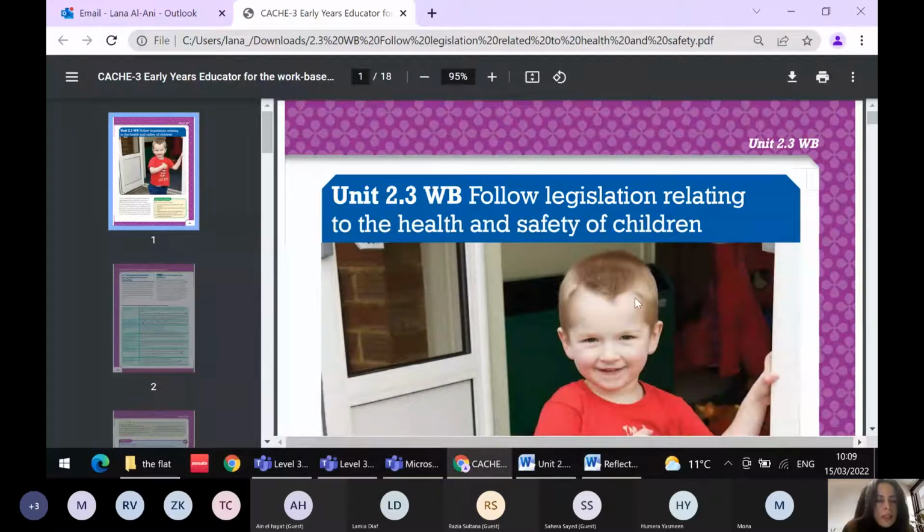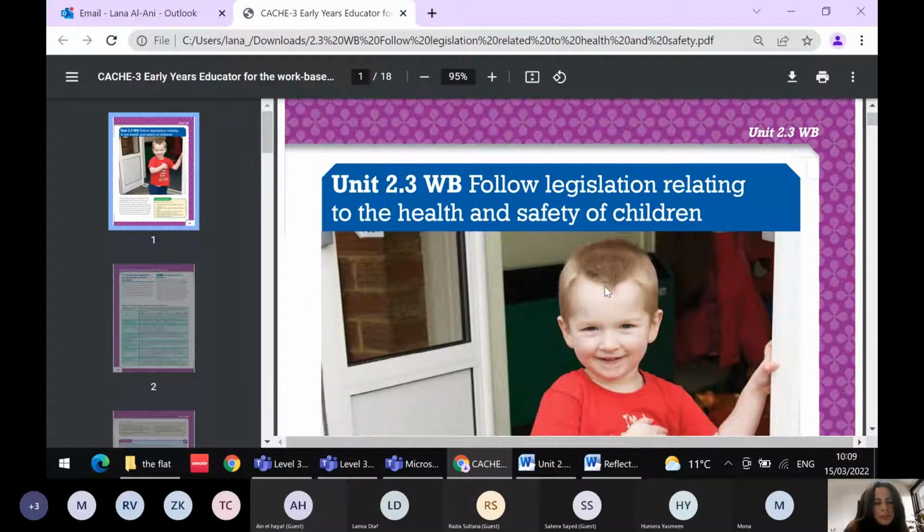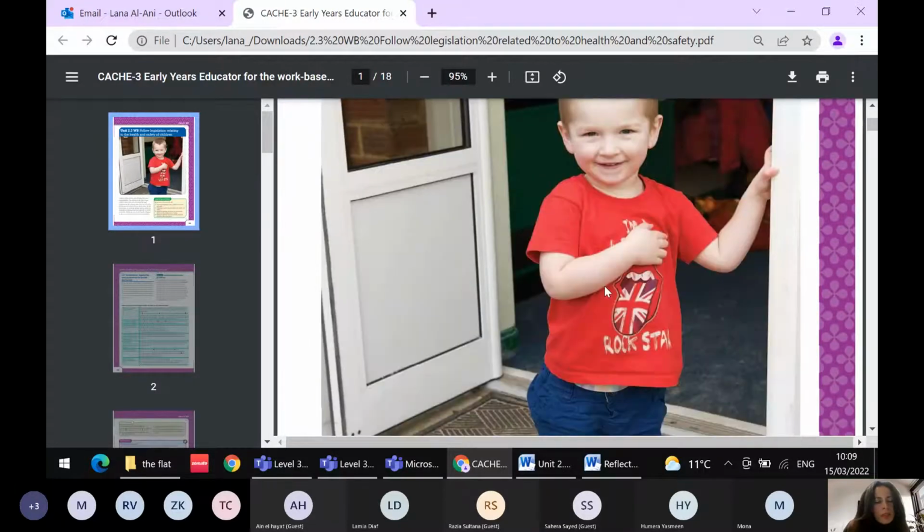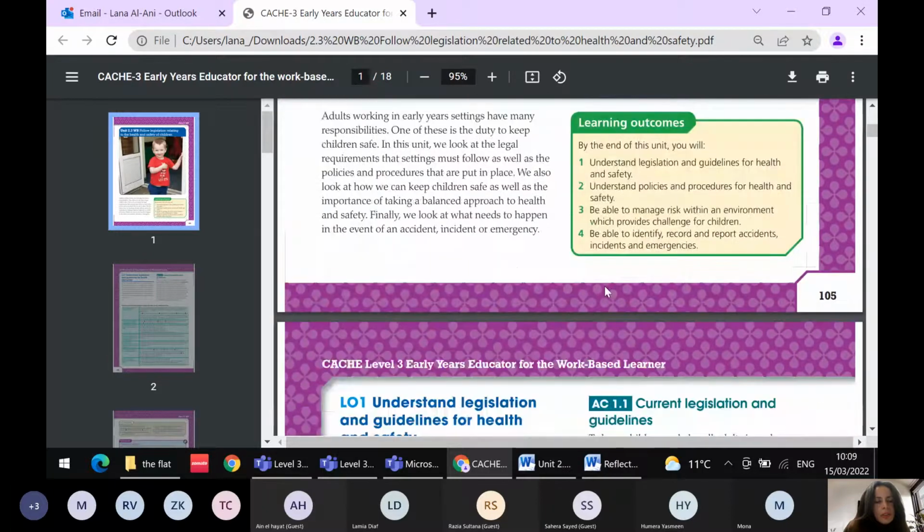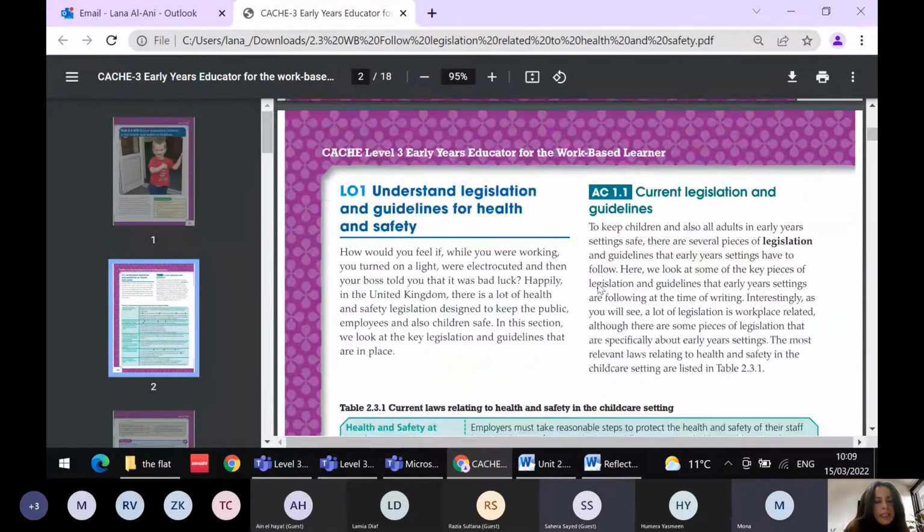Okay, so unit 6. The unit is 2.3. It's all about following legislation relating to the health and safety of children. So do we know what the legislation is about, the health and safety for the children?